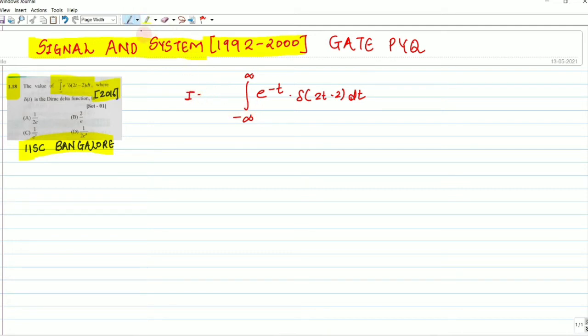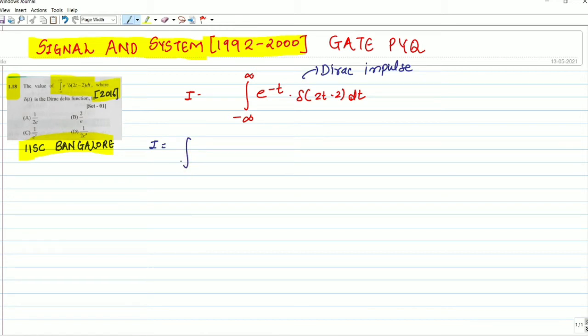If you have not revised the formulas related to the Dirac delta function or impulse function, please revise them and try to solve by yourself and then refer to this video, because here is a Dirac impulse function. Therefore we are going to use the properties of integration related to the Dirac impulse function. Understood? Let me solve this question.